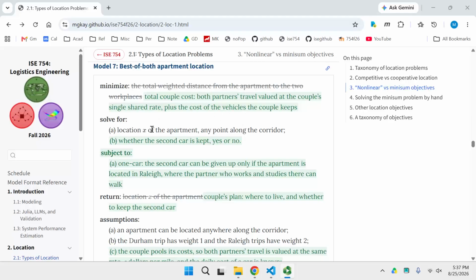So now we have a problem where we have an objective function with these two elements made commensurate. We're solving for the location of the apartment, which can be anywhere along the corridor. Here we have now a new element, which is whether or not a second car is kept, and that's a yes or no decision. And the constraint is the one-car solution. The one-car solution is only possible if the apartment is located in Raleigh. As soon as it leaves Raleigh, essentially any X value less than 30, the couple has to have two cars.